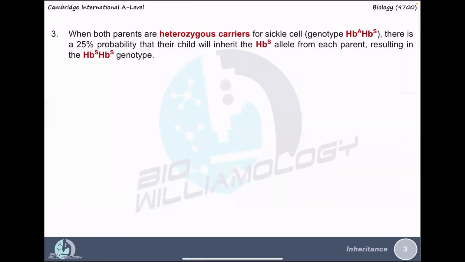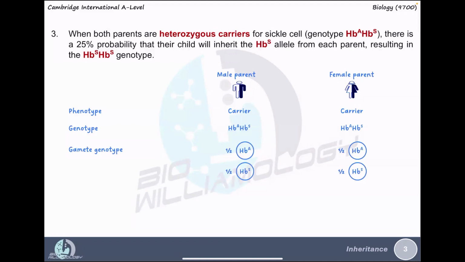When both parents are heterozygous carriers for sickle cell, in this case with genotype HBA HBS, there is a 25% probability that their child will inherit the HBS allele from each parent, resulting in the homozygous HBS genotype. When the male parent and female parent are both carriers with the heterozygous genotype HBA HBS, their gametes will be of two different kinds: 50% with the HBA allele and another 50% with the HBS allele.